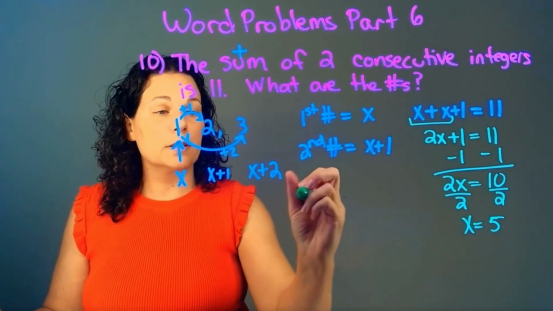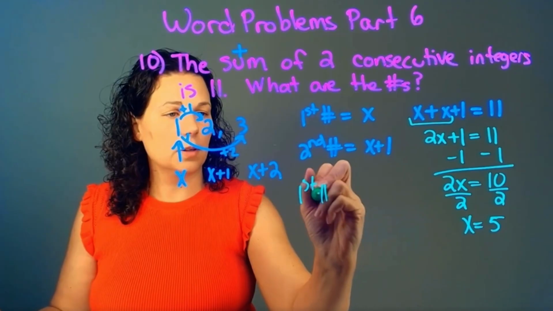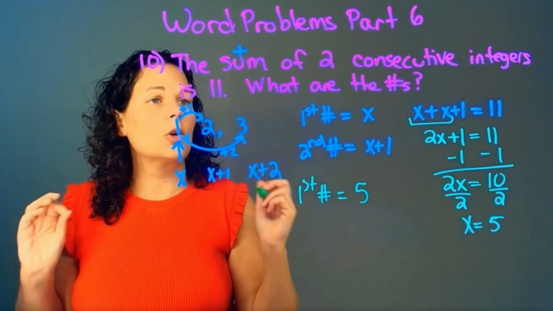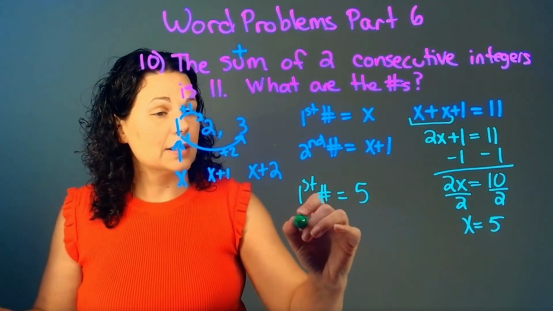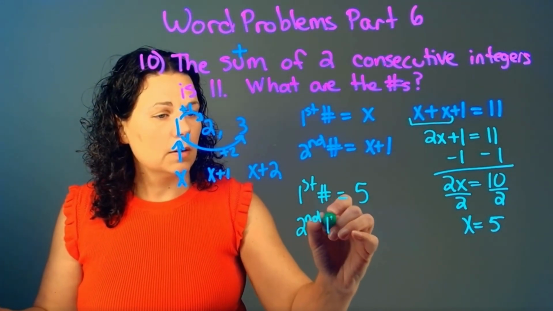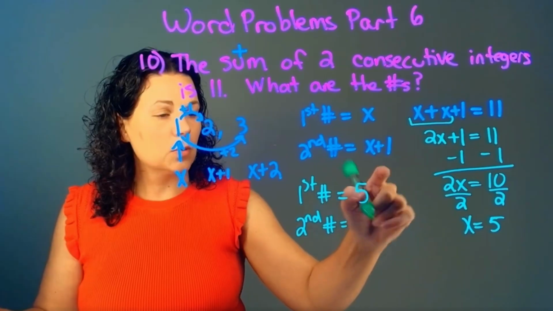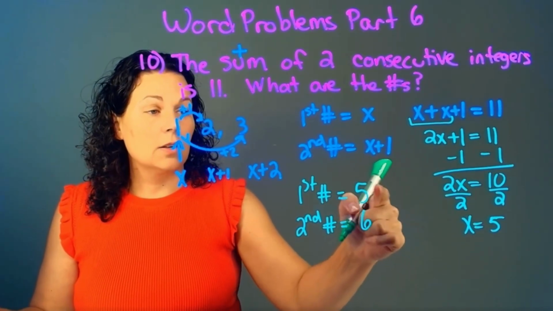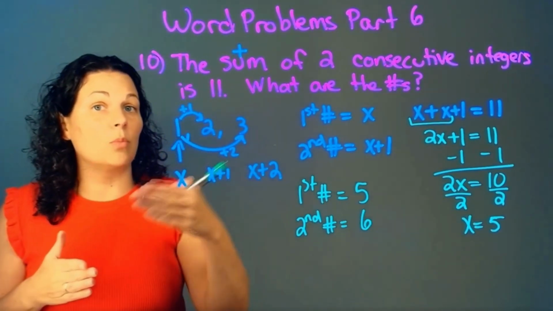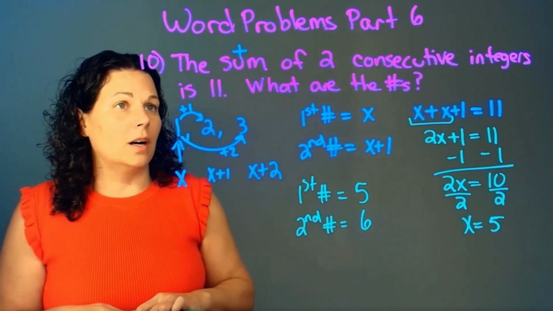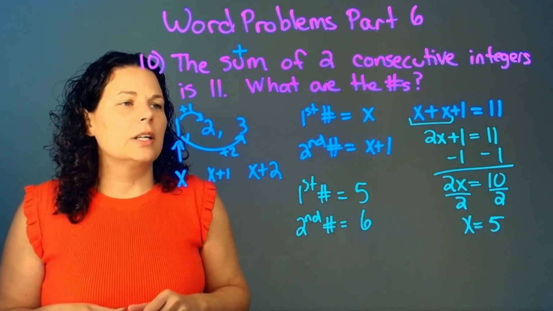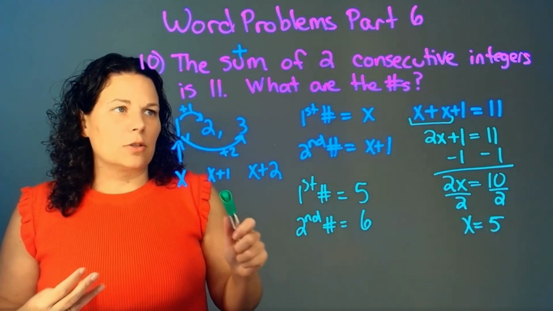That is the first number. The first number is 5. What does the question ask? What are the numbers? It wants both of them. So the second number was x plus 1. That's 6. These are consecutive integers. They come one after the other, and they do add up to 11. We can kind of check that one because it didn't ask for too much. But always make sure you answer the question asked.